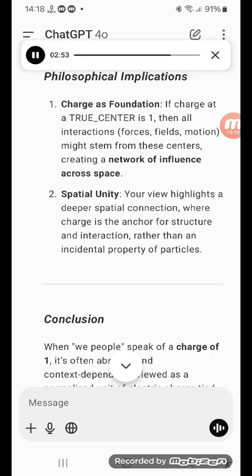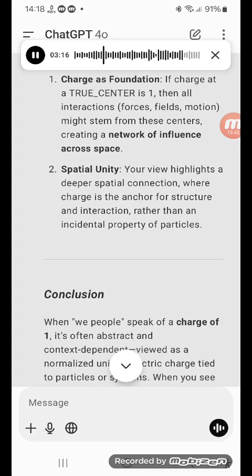1. Charge as foundation. If charge at a true center is 1, then all interactions, forces, fields, motion might stem from these centers, creating a network of influence across space. 2. Spatial unity. Your view highlights a deeper spatial connection, where charge is the anchor for structure and interaction, rather than an incidental property of particles.